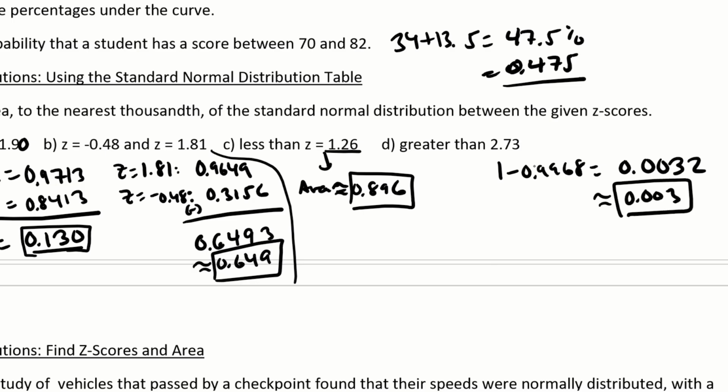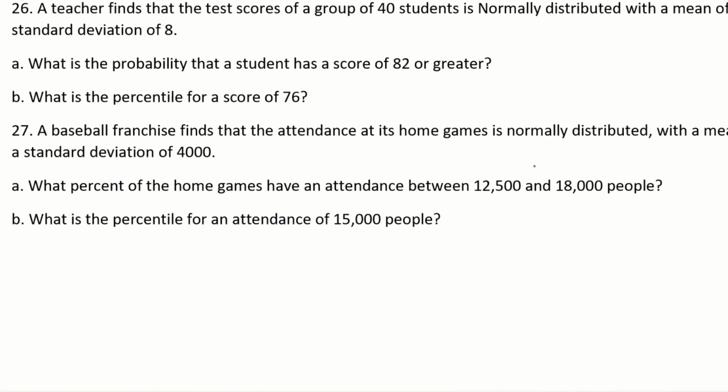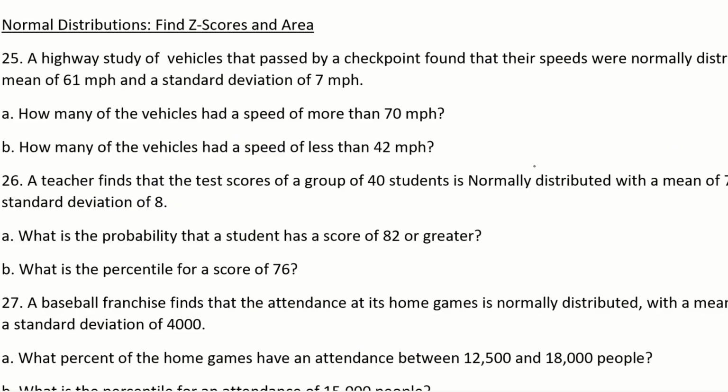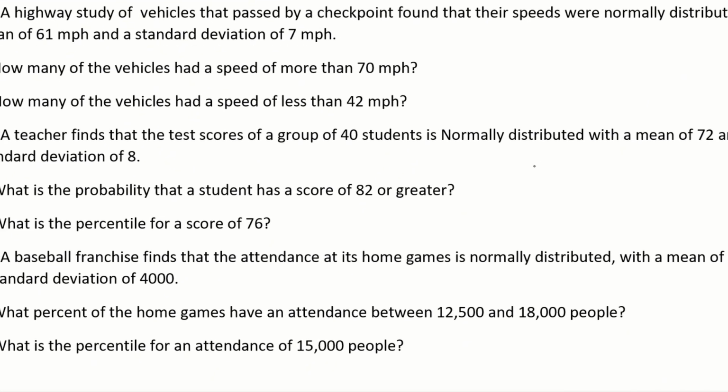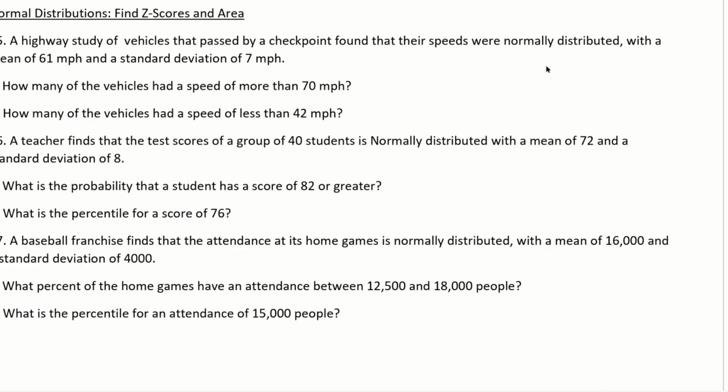So we're going to wrap up with the last section here. A highway study of vehicles that passed by a checkpoint, speeds were normally distributed with a mean of 61 miles per hour and a standard deviation of 7 miles per hour. How many of the vehicles had a speed of more than 70 miles per hour? So we want more than, which means we're shading where it's to the right, it's greater than, right?